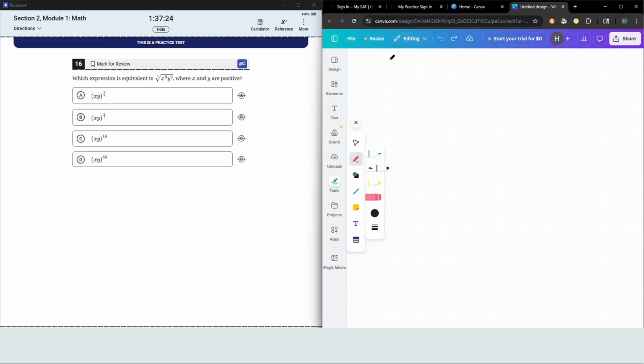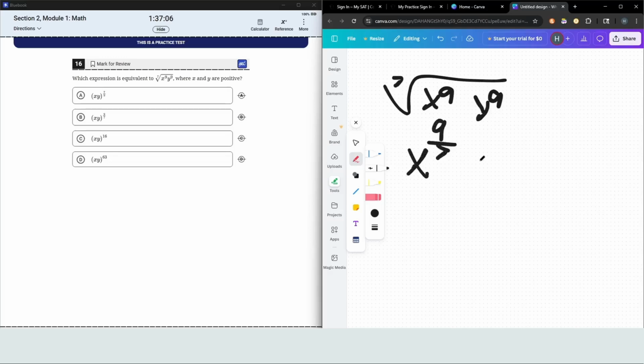Question 16. Which expression is equivalent to this, where X and Y are positive? So when you have this expression right here under the root of 7, what you can do is you can do X to the power of 9 over 7 and Y to the power of 9 over 7. This just works because that's how the exponent properties are.